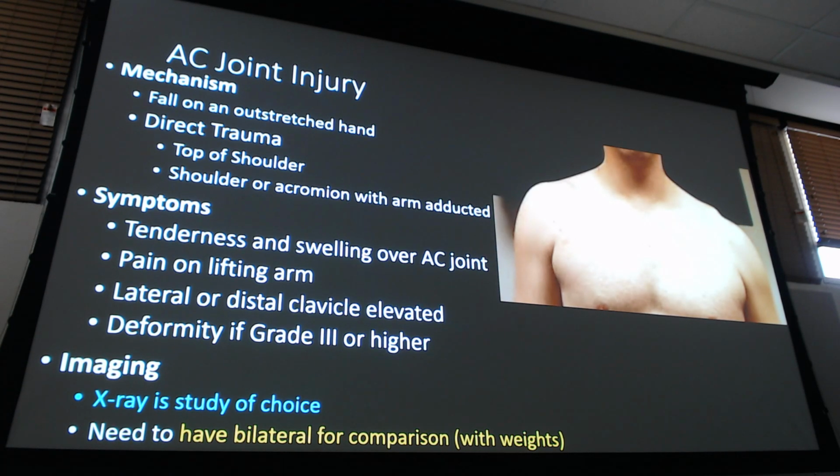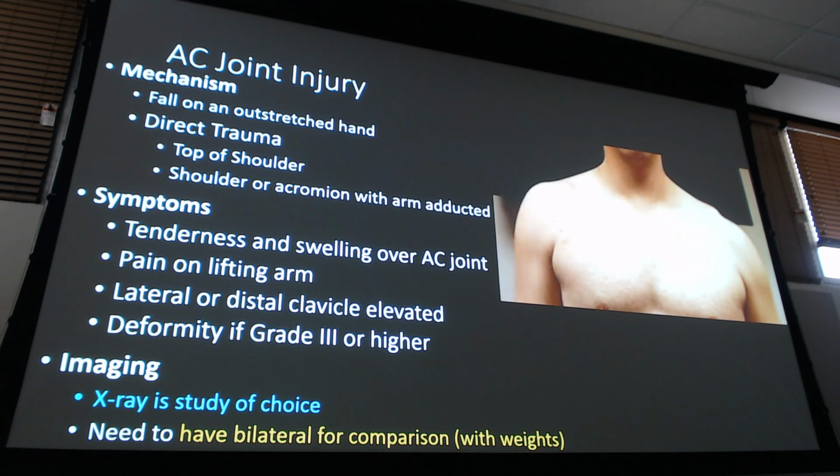Direct trauma or the top of the shoulder, or shoulder acromion with the arm adducted. Adducted, right? Not abducted, adducted. What are your symptoms? Tenderness and swelling over the AC joint. I would venture to guess there's a good portion of people in here who have had some type of AC joint sprain or injury in their career or in their life. And those who have had will tell you this hurts.